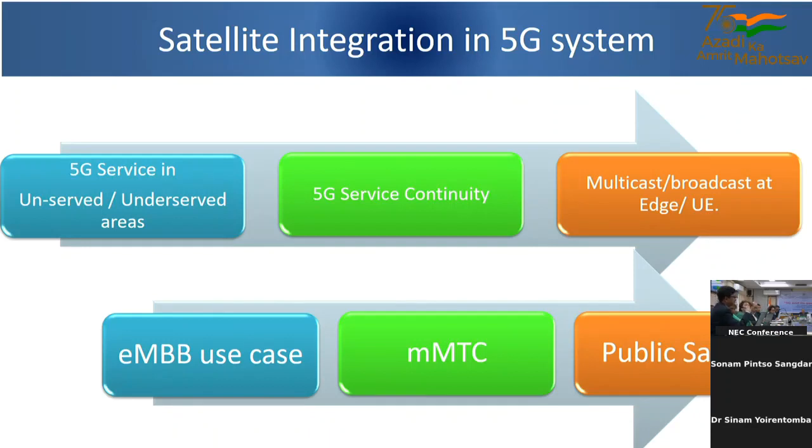And third is public safety, which is very important. If some disaster occurs, our telecom services, our fiber, power, everything goes away. So you don't have coverage. But in case we plan satellite backhaul in critical places, at least some kind of connectivity we can continue even in 5G. Once this integration is happening, all this will be seamless.